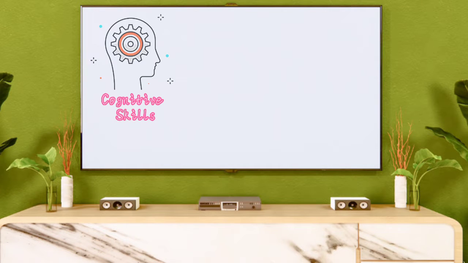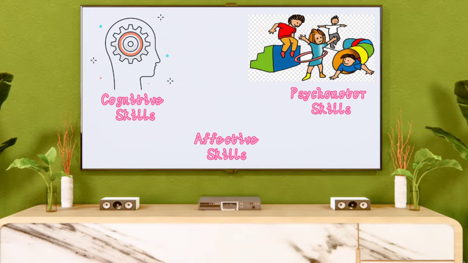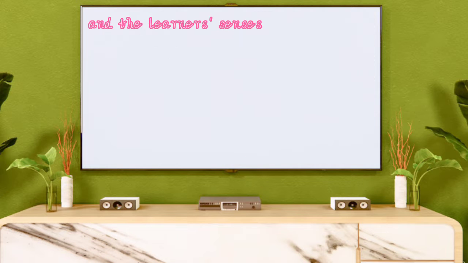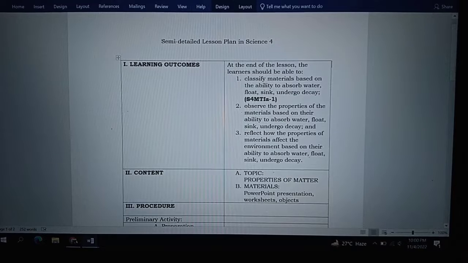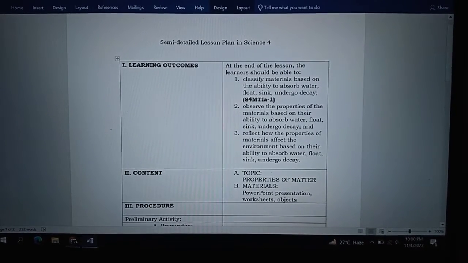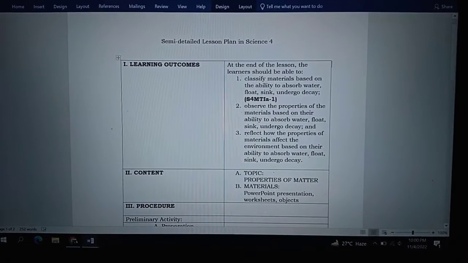The cognitive skills, the psychomotor skills, and the affective skills. And the learner's senses, the sight, taste, hear, smell, and touch. And the next step that we're going to do is to master the content of our lesson.